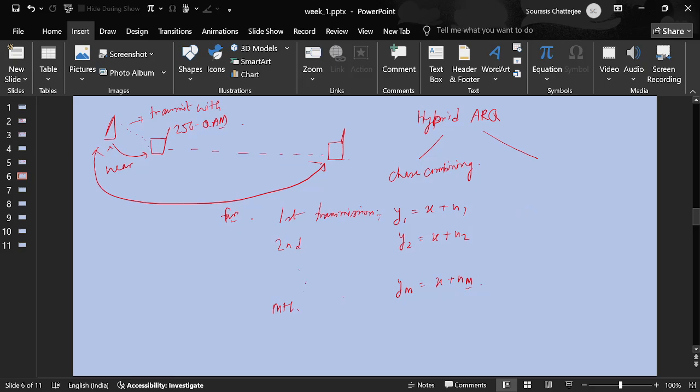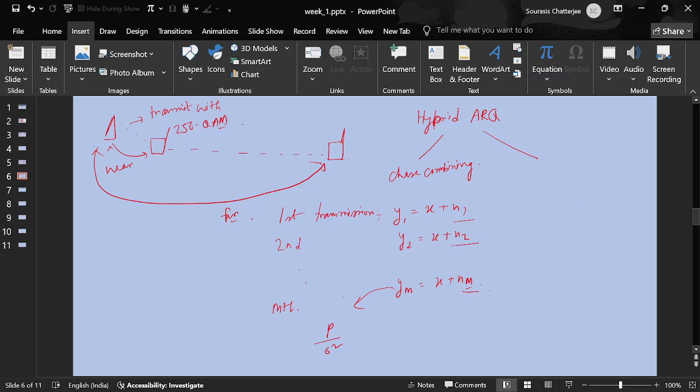Okay, but how is that combining going to improve SNR? Because you see that noise is also there, right? n1, n2, and nm. If I consider any particular transmission, the SNR is going to be P over sigma square. P is the power of X and sigma square is the power of noise. So how exactly is combining going to help me?